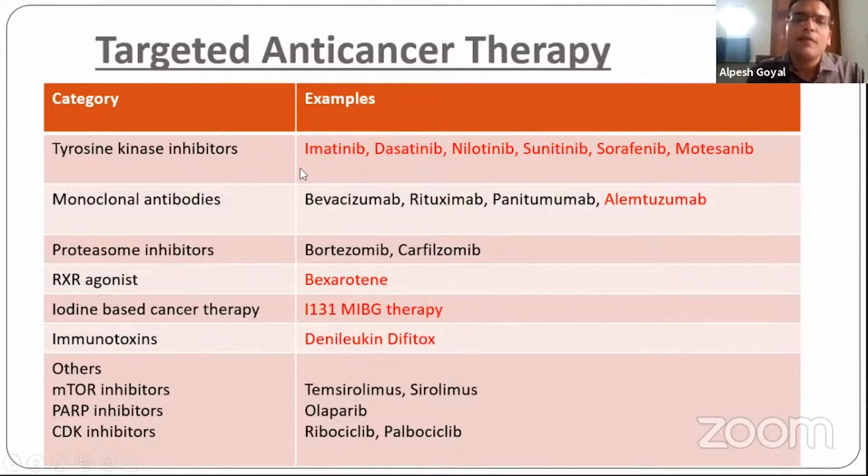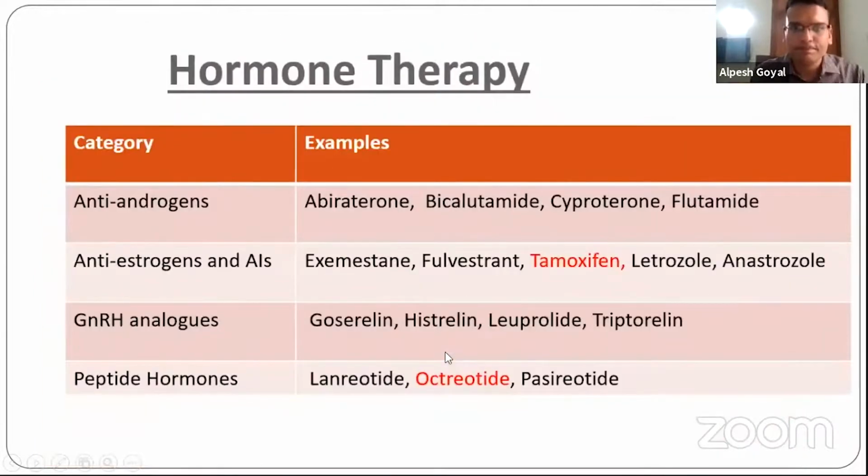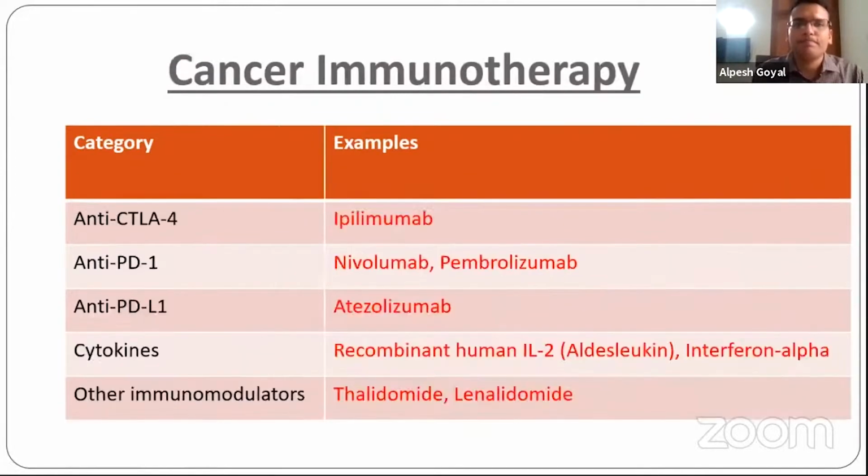Amongst these agents, various tyrosine kinase inhibitors, monoclonal antibodies such as the anti-CD52 monoclonal antibody alemtuzumab, the retinoid X receptor agonist bexarotene, iodine-based cancer therapies, and immunotoxins are known to cause thyroid dysfunction. Hormone therapy may be considered a form of targeted therapy, and in this category, tamoxifen is known to be associated with increased TBG levels. Octreotide is known to be associated rarely with hypothyroxinemia and central hypothyroidism.